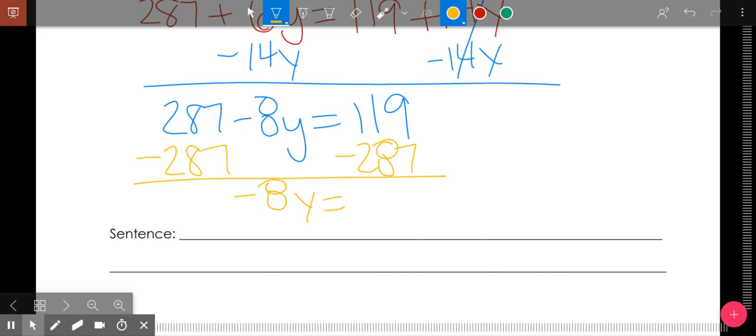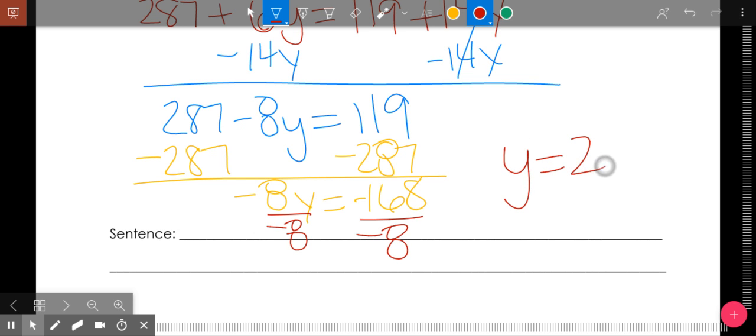You guys will have calculators, so you can use calculators on this, so don't be afraid. Negative 168, since your bigger number is negative. Then divide by negative 8 on both sides. Negative 168 divided by negative 8 equals 21.